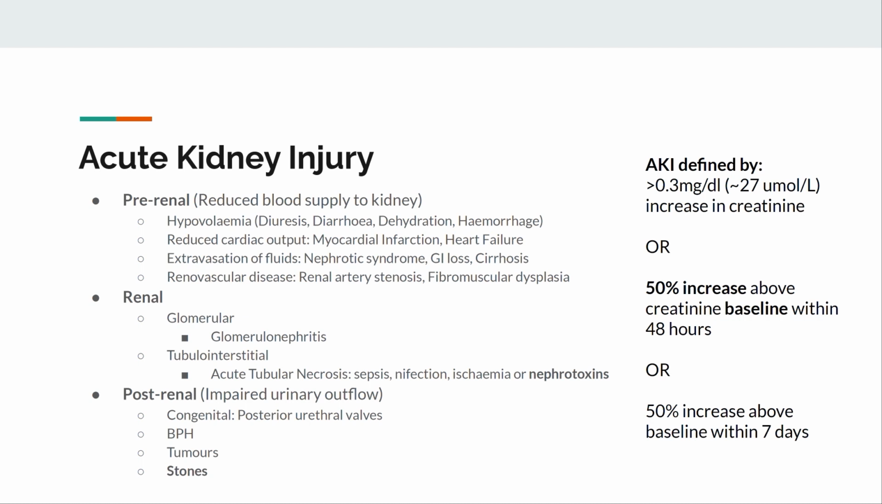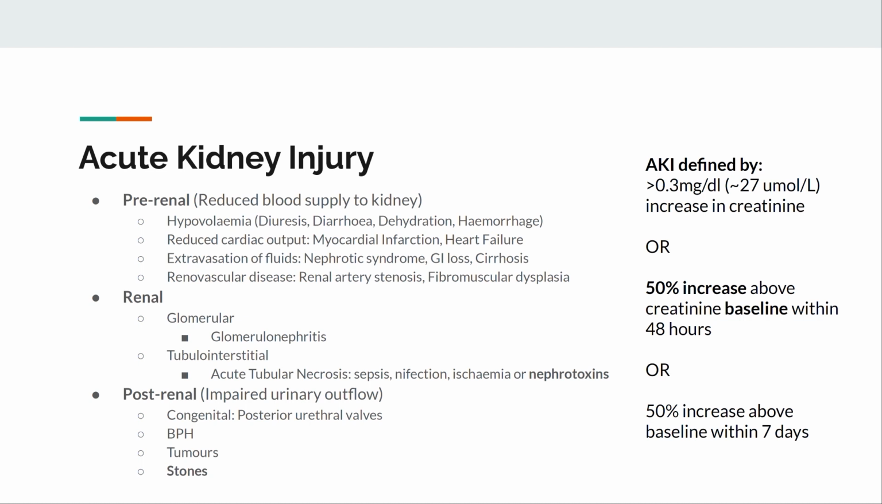A renal cause could be in the glomerulus or in the interstitium and tubule. There are quite a few different primary kidney conditions there, but be aware of glomerulonephritis, especially post-streptococcal glomerulonephritis, and be aware of acute tubular necrosis. Post-renal conditions are some of the things we talked about that could be the same things that cause vesicoureteric reflux, so posterior urethral valves, BPH, tumours, and stones.